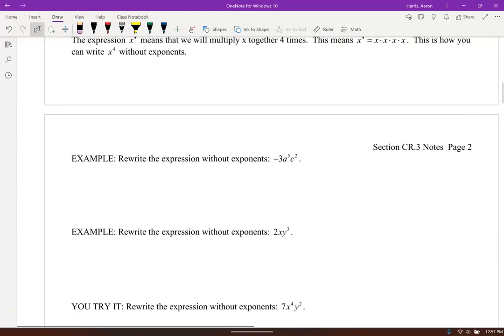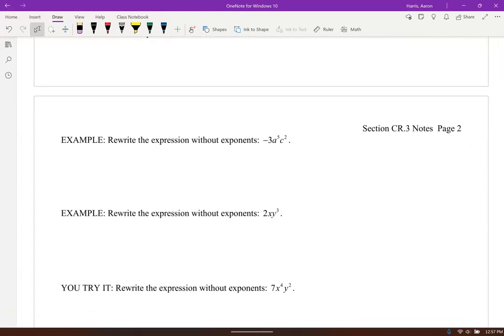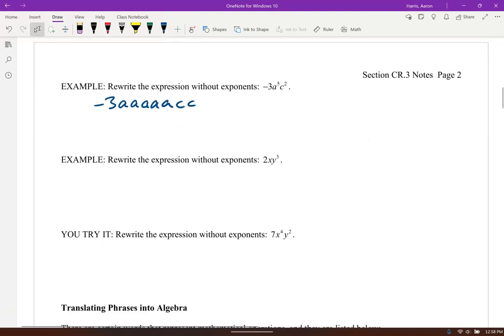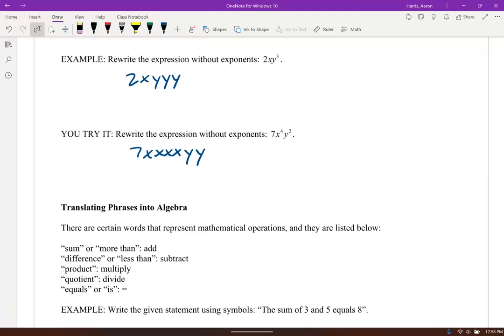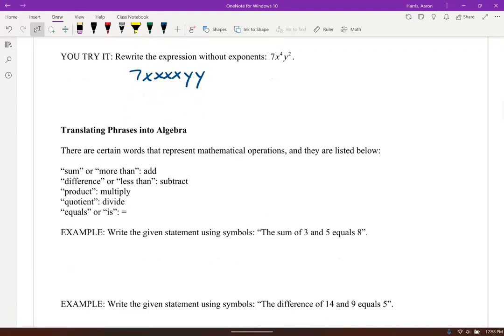Let's go ahead and rewrite this without the exponents. So you got a negative 3, and then you got 5 a's. 1, 2, 3, 4, 5, and it looks like I got 2 c's, right? Let's rewrite this one without exponents. I got a 2, I got an x, I got 3 y's. 1, 2, 3 y's. You can put it in the chat box there. Go ahead and write that one out. Let's check it. Make sure you wrote it with 4 x's and 2 y's and that 7 out in front.